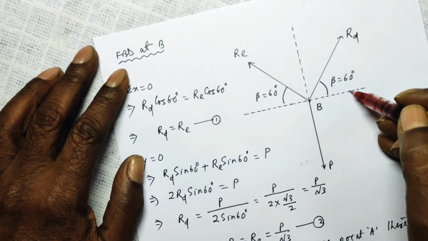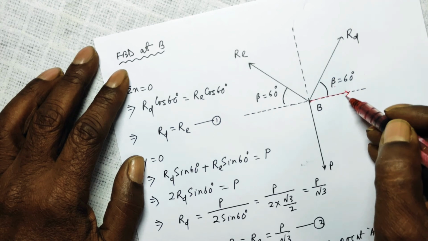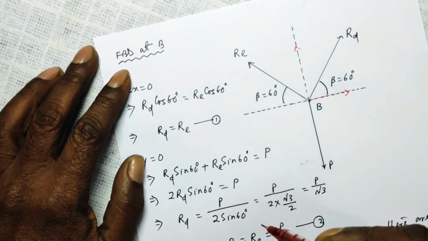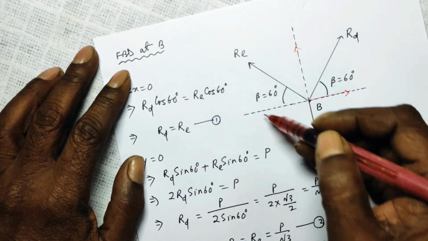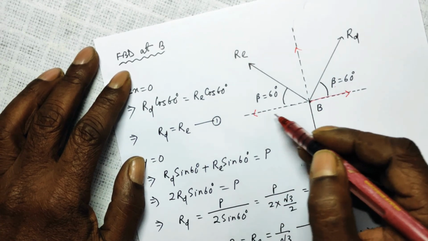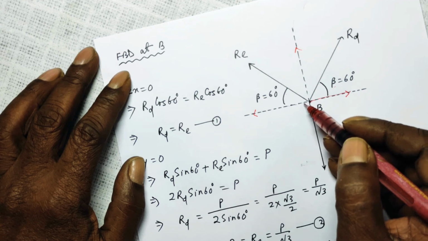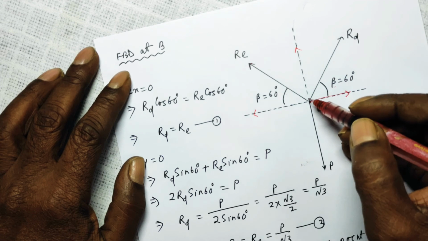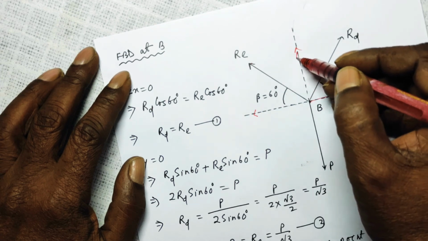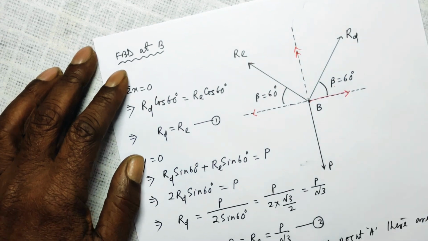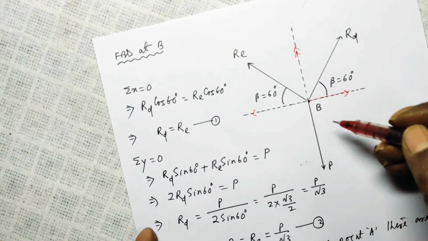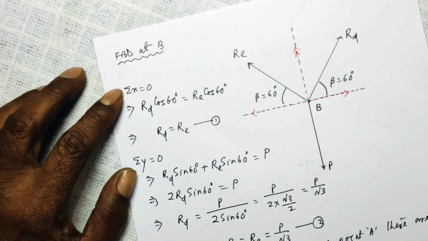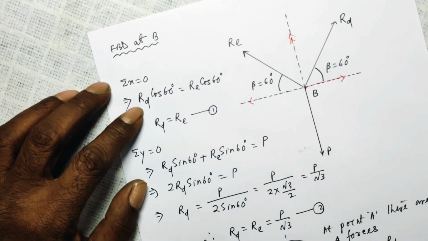So RD will have a horizontal component to this side and a vertical component along positive y-axis, and RE will have a horizontal component along negative x-axis, that will be RE cos 60, and this RE will also have a vertical component along positive y-axis, and P is vertically downward. So let us apply sigma x is equal to 0 first.